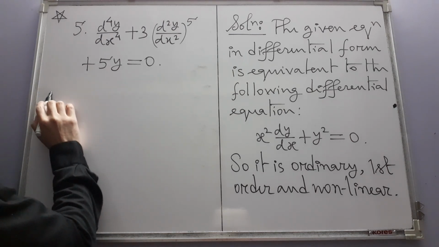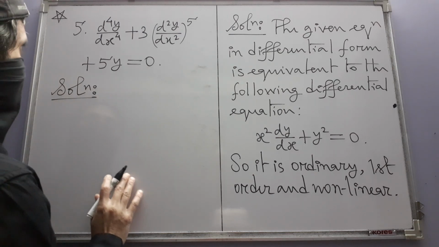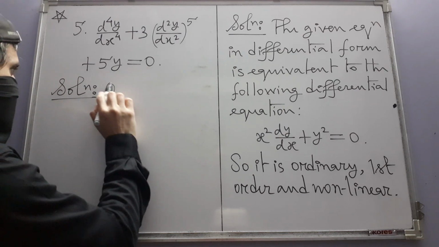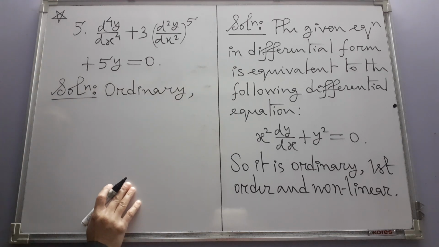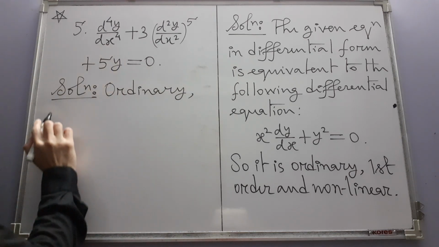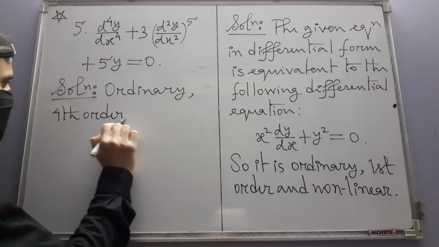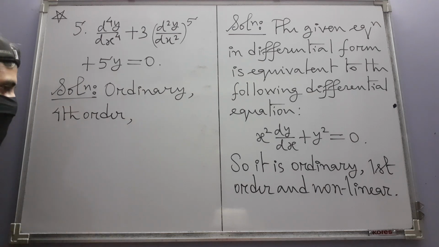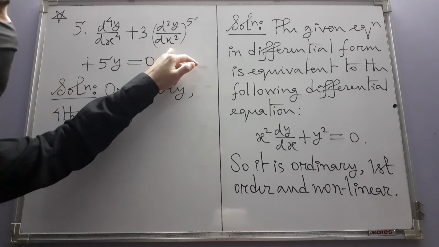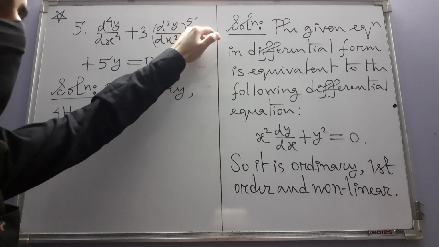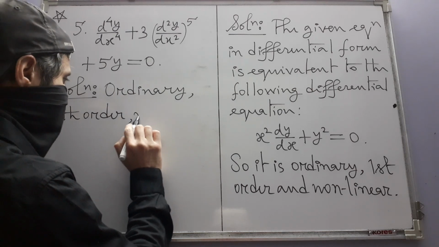Okay, so what about this one? Obviously ordinary. What is the highest order derivative? Fourth. So the equation is a fourth order equation. Is it linear? No, because of this term. Here, the second derivative appears with the fifth power. So this is non-linear.